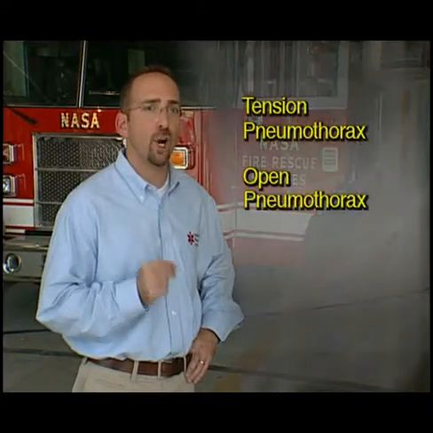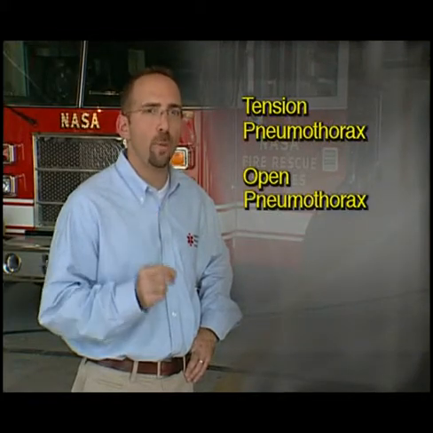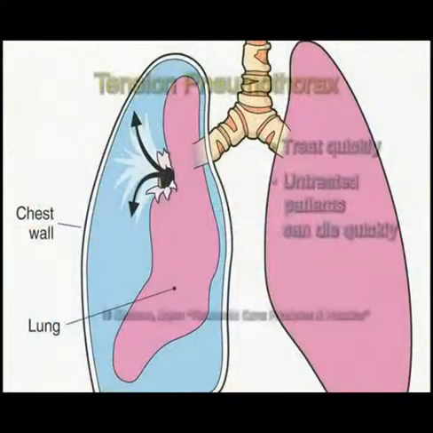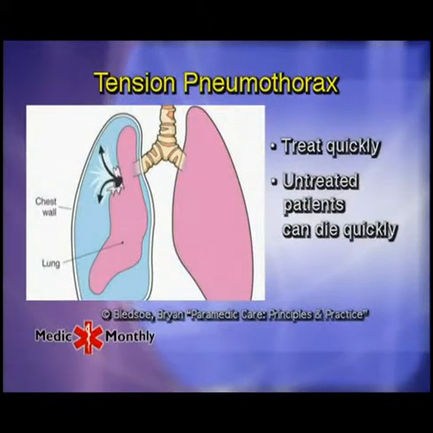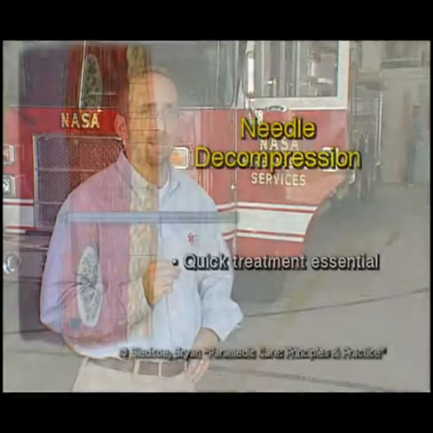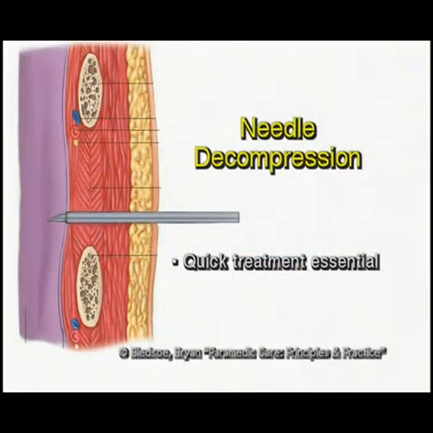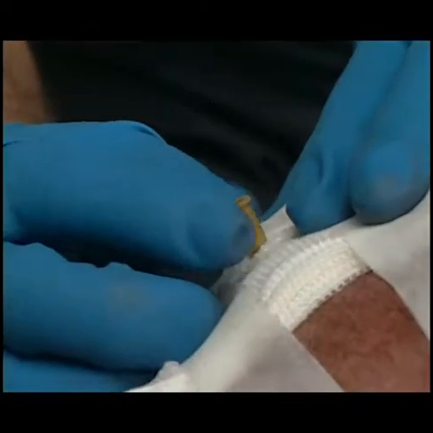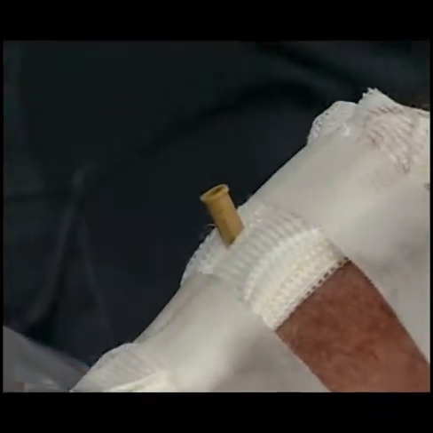Two important diagnoses to be able to recognize and treat are tension pneumothorax and open pneumothorax. If you have high suspicion of tension pneumothorax, it should be treated quickly. You never want to leave a tension pneumothorax untreated, as these patients can and will die very quickly. In my opinion, it is better to overtreat a possible tension pneumothorax with a needle decompression than to have a patient die from an untreated pneumothorax.